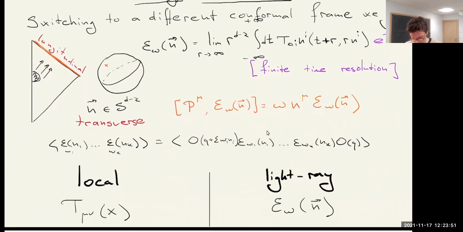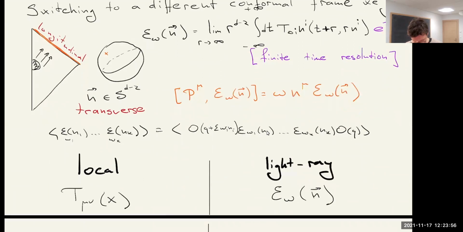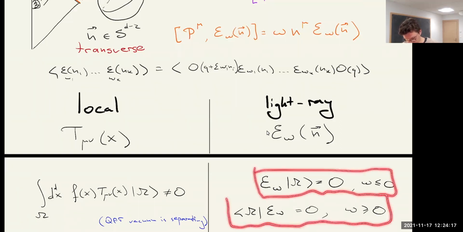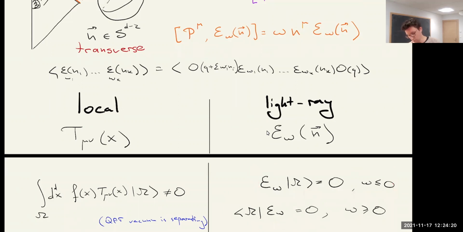Now, what's the difference between these operators and the local operators? Let me remind you quickly. If you have a local operator and integrate it over some bounded region, it does not annihilate the vacuum. We say that the vacuum is separating. But these light ray operators, if omega is non-positive, annihilate the right vacuum, and if omega is non-negative, they annihilate the left vacuum. In particular, if you set omega equal to 0, they annihilate both vacua. This is the famous property that light ray operators with omega equal to 0 annihilate the vacuum.